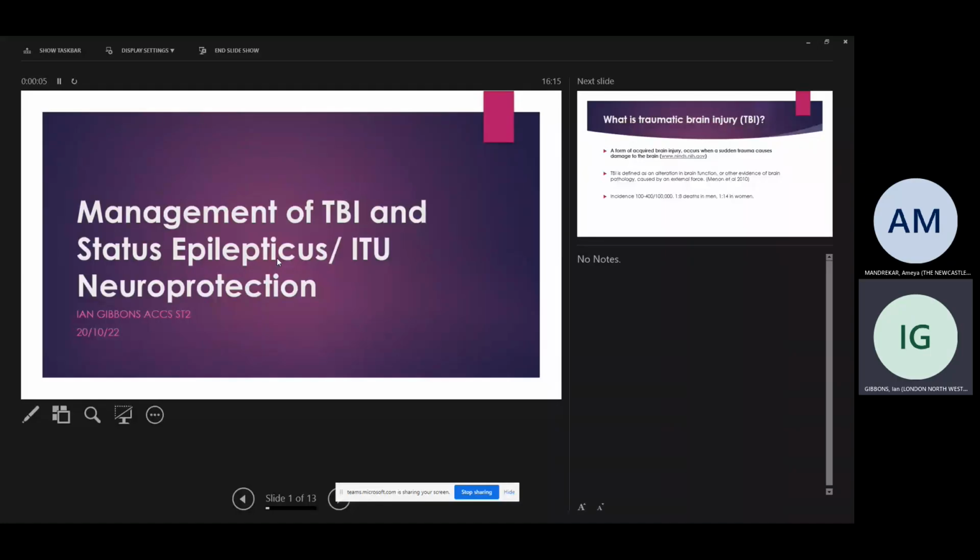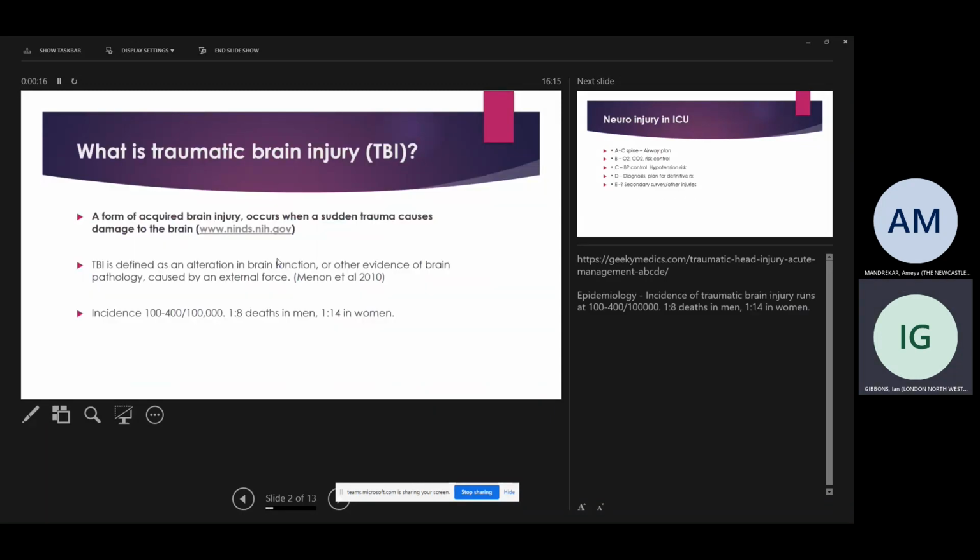Hi there, so today we're going to speak about the management of traumatic brain injury and status epilepticus and how ITU is involved in neuroprotection. So firstly, what is traumatic brain injury?